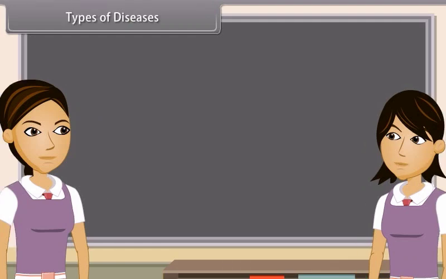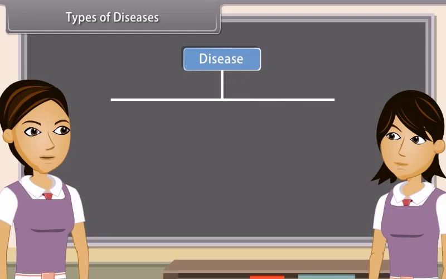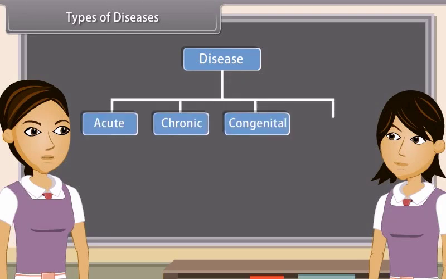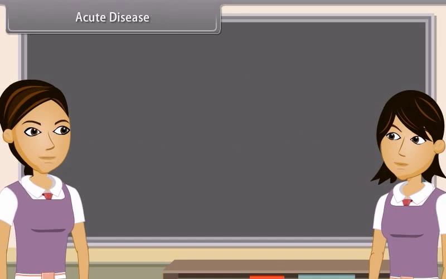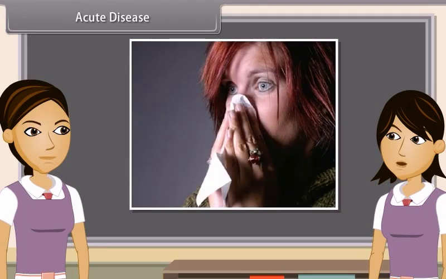Types of diseases. Can you tell me how many types of diseases are there? Yes, human diseases are grouped into 4 categories: acute, chronic, congenital, and acquired. Acute disease. Yes, I know that acute diseases are those diseases whose effects come on suddenly and affect the body quickly. Example, influenza.